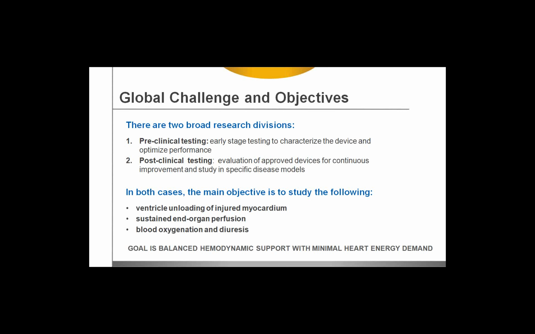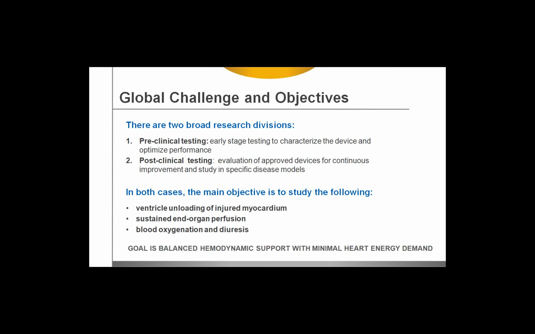So when is VAD used? The VAD is used for preclinical testing, but also for post-clinical testing. Preclinical testing is usually the early stage of testing, to characterize the device on its own and to optimize its performance. Post-clinically, it's used for evaluation of an approved device, for continuous improvement and study in a specific disease model. What does that mean? It's common knowledge that an implanted LVAD may cause right ventricular failure down the road. So post-clinical testing is very important and challenging in medical device testing.